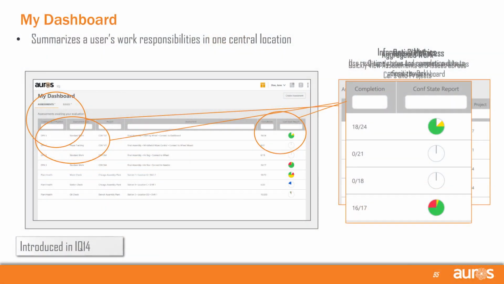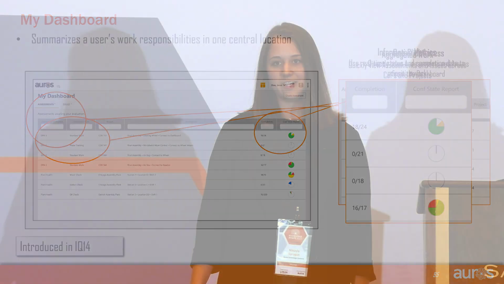So My Dashboard is currently accessible from anywhere in Auros by clicking on the dashboard icon. And this feature is right now geared towards the individual contributor persona, so the people doing the work, the people who have the assessments and the issues assigned to them. We're currently evaluating enhancements to provide some additional value to project managers or team managers, people who may be listed as approvers on these assessments. So that's going to be coming in the next few releases.